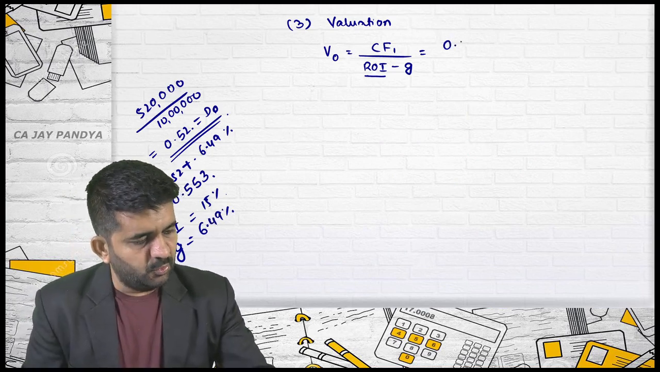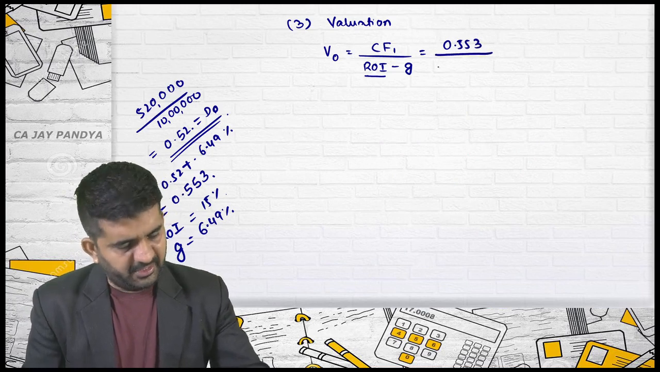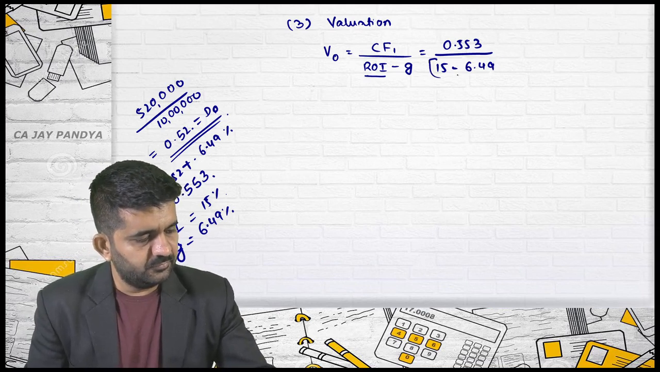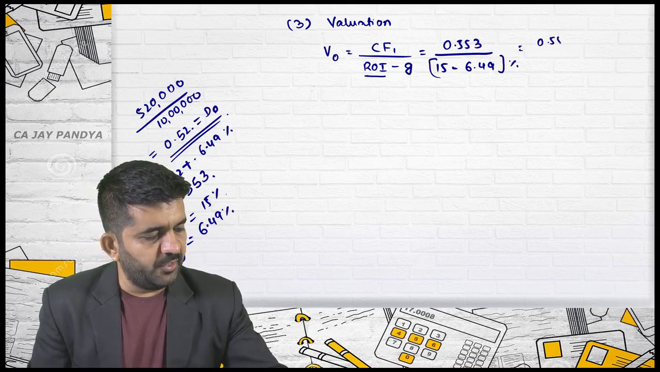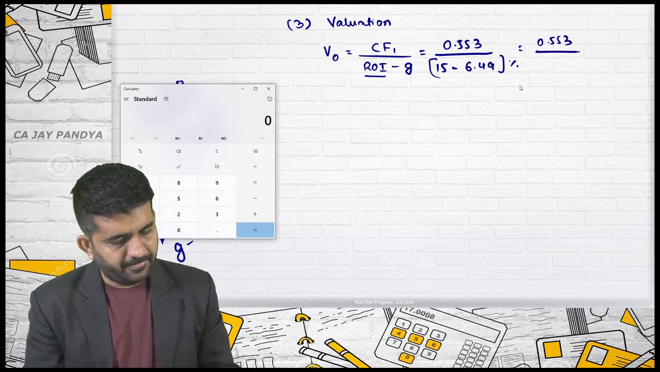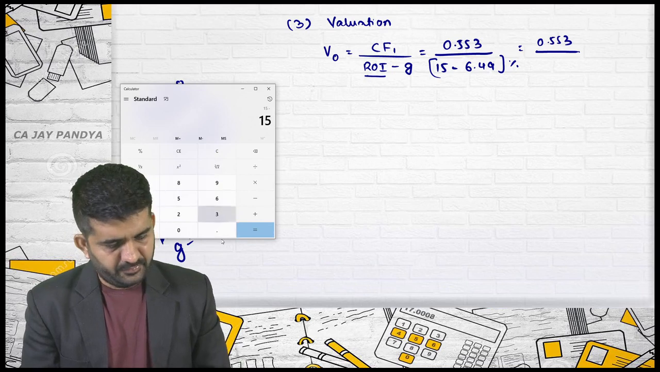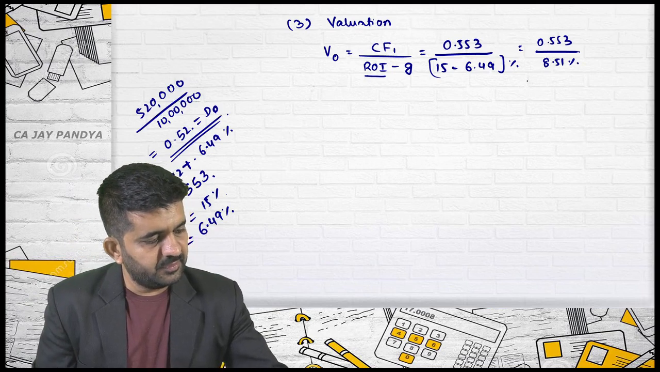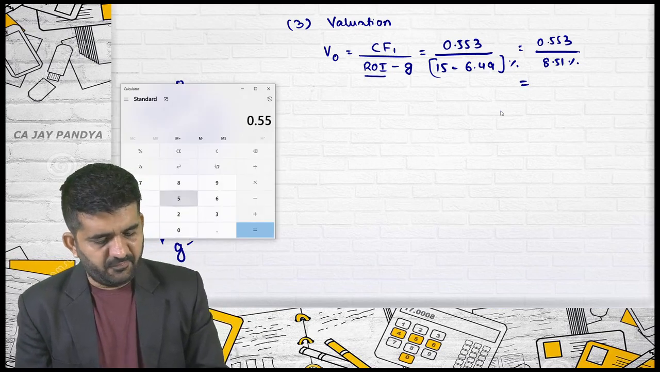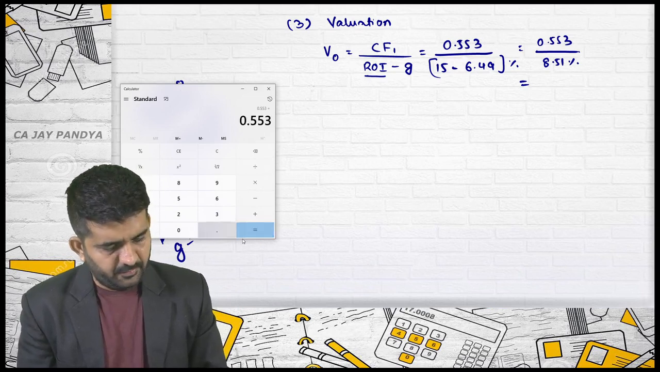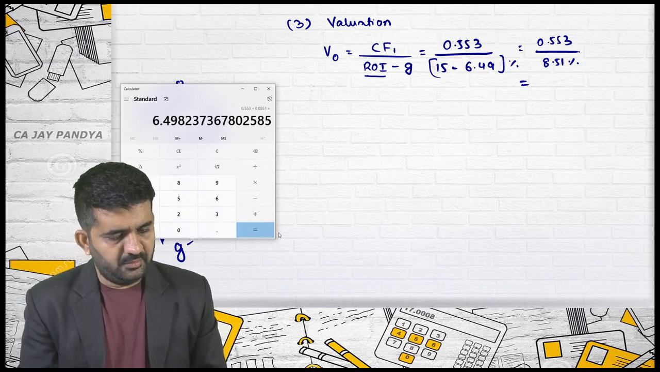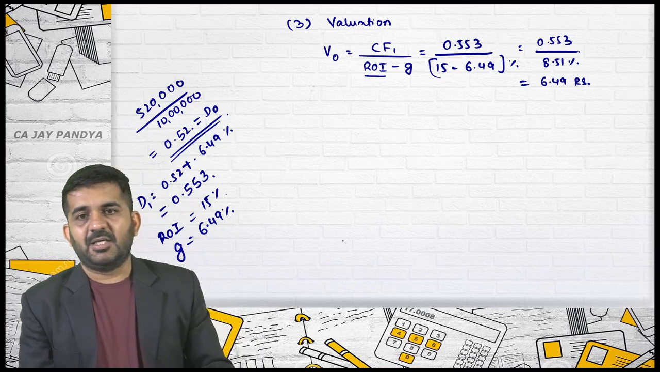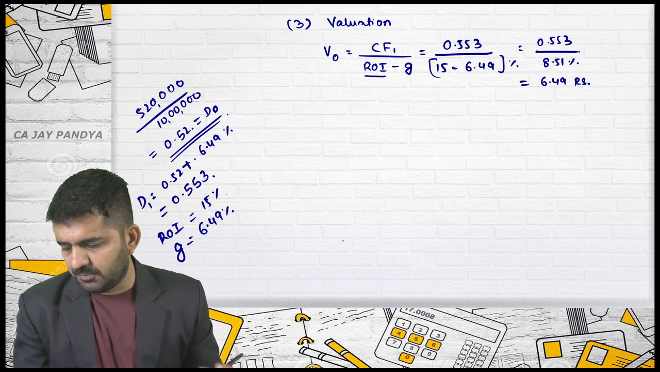My answer will be 0.553 divided by 15 minus 6.49%. It is 0.553 divided by 15 minus 6.49, which is 8.51%. So this answer will be 0.553 divided by 0.0851, which is 6.49. That will be nothing but the valuation of this particular share.